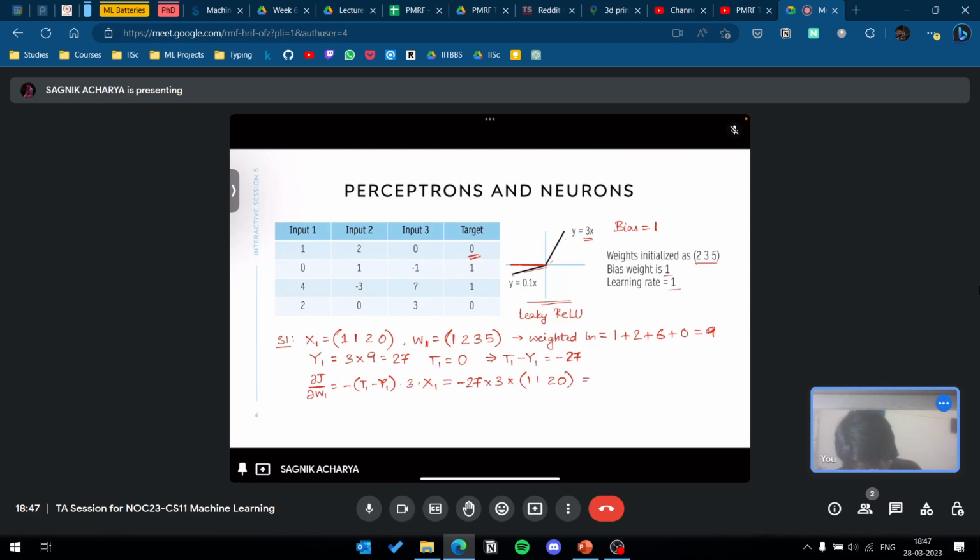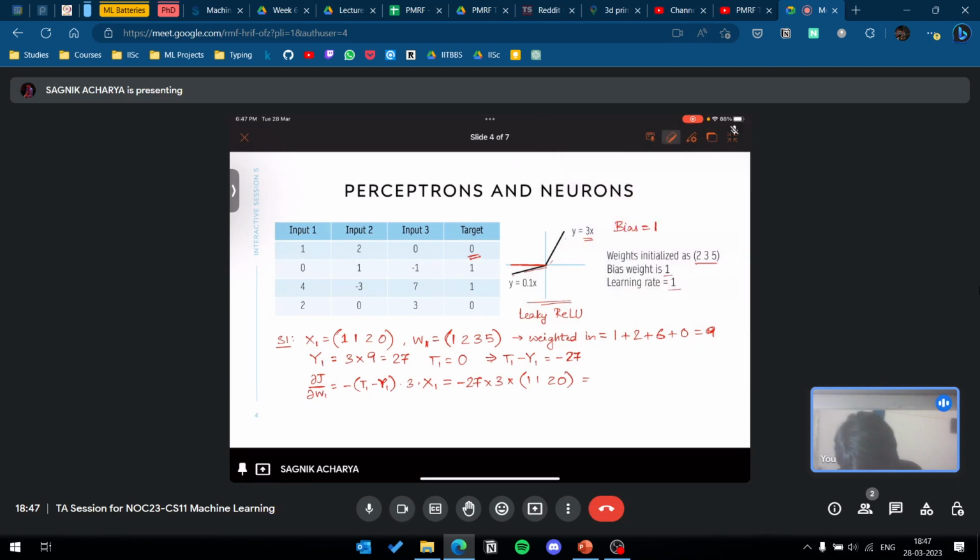So this is an extremely negative number. If I do 27 into 3, it's 81, right? By the way, this minus sign was already there in t1 minus y1, so it gets cancelled with the negative sign in the next step. So this will be basically 81, 81, 162 and 0. So this is my del j by del w1.